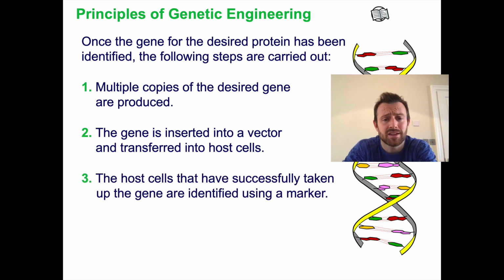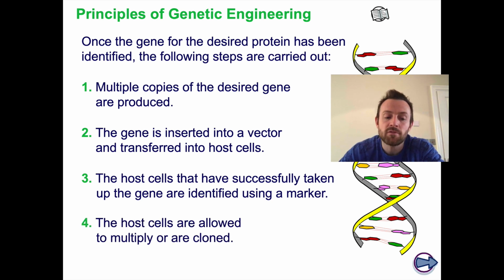Once you've put the gene in the cells, the next step is you have to actually be sure that they've taken up the gene, and you do that using a marker, which could be to do with antibiotic resistance, or it could be some other techniques. And then finally, we allow the host cells to multiply, or we clone them up, or we grow them to produce whatever we want to. So we're going to look at these four key phases of genetic engineering one at a time.